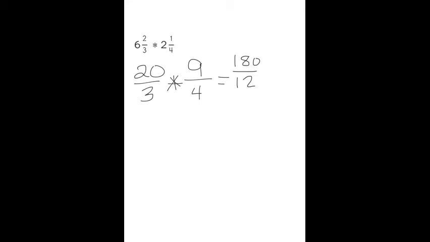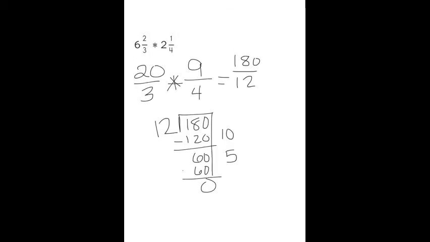I will now rename this as a mixed number by doing a division problem. Once I've performed my division, I can see that 12 goes into 180 15 times. The answer to this problem is 15, or 180 over 12.